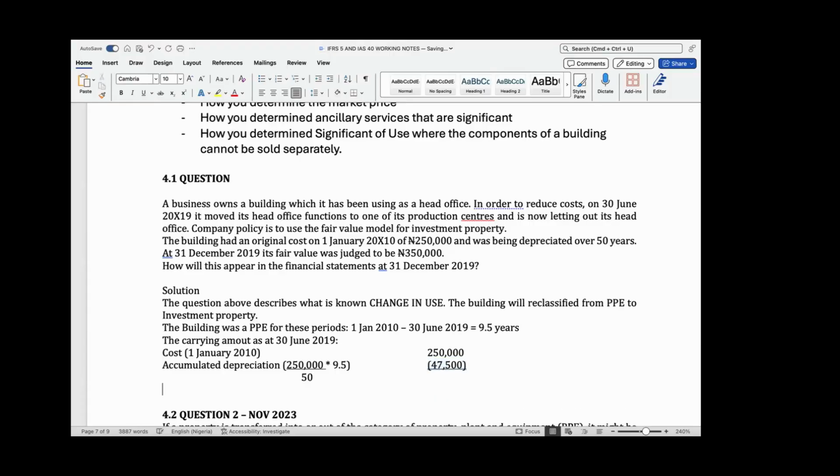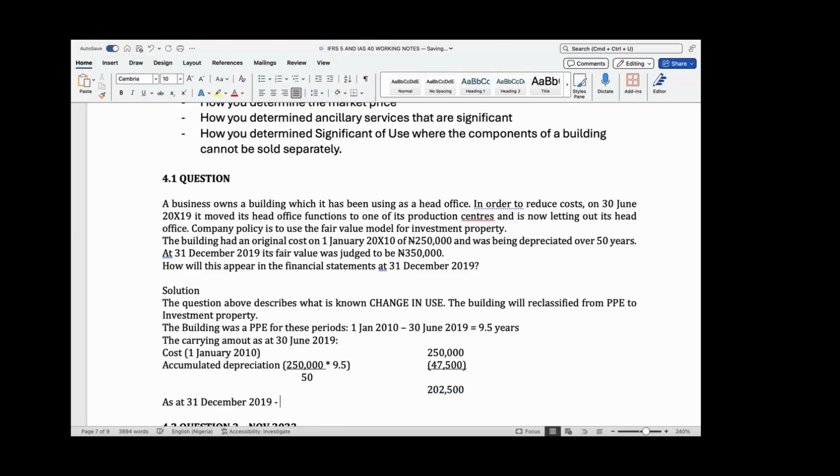Okay, when you take 47,500 away from 250,000, you should be looking at 202,500, which is as at June 2019. Now, as at 31st December 2019, the building is now investment property.